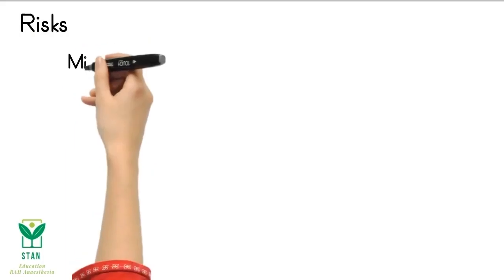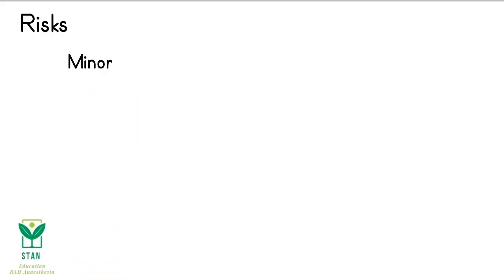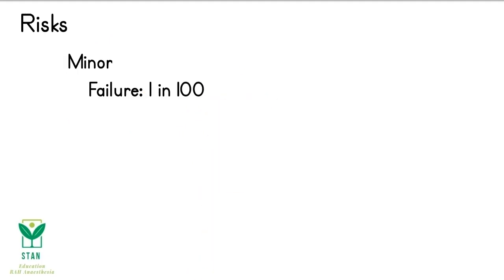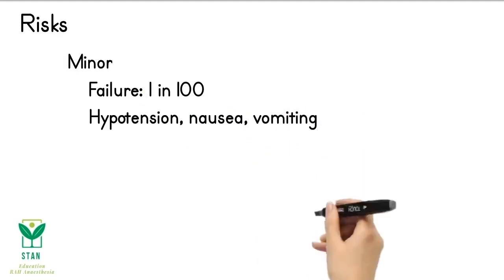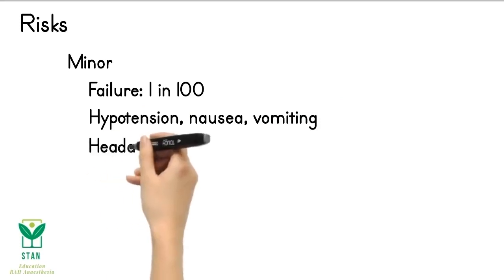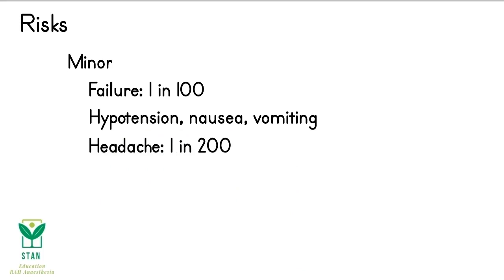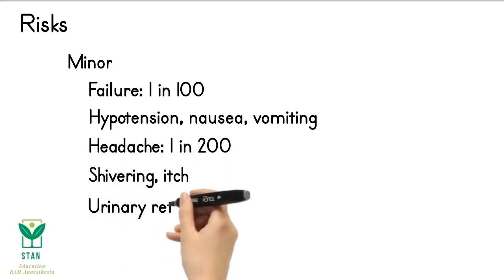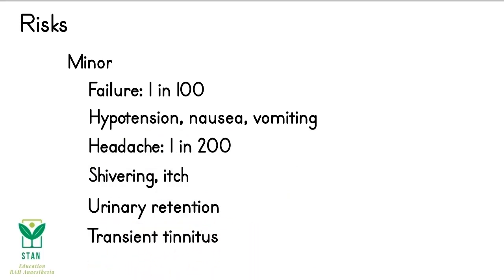There are some common minor risks of spinal anaesthesia. It doesn't work in about 1 in 100 people. The block may need to be repeated or a general anaesthetic given. Hypotension due to sympathetic blocks, very common and may be associated with nausea. About 1 in 200 people get a headache afterwards, which may be quite severe. You can get shivering, itchiness, urinary retention, and transient tinnitus.